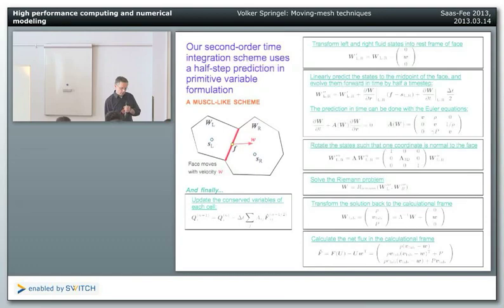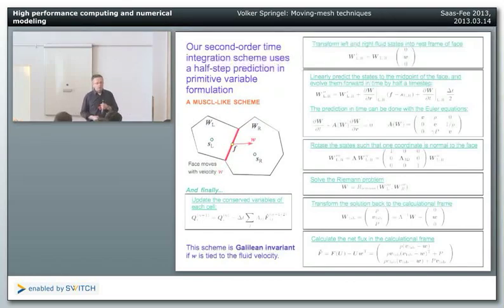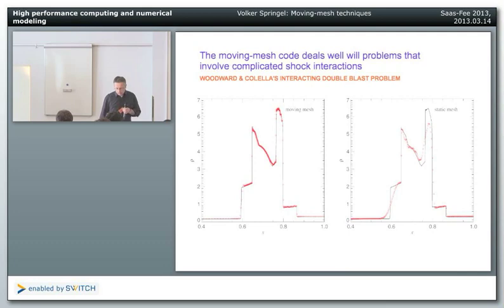Right? And then you update your conserved quantities with the fluxes, and then you can show that this scheme is indeed Galilean invariant. That means you can show that manifestly the results don't change, modulo round-off errors, if you go now to a boosted frame. And that in particular reduces the numerical diffusion for contact discontinuities. Here are a few examples that illustrate this.